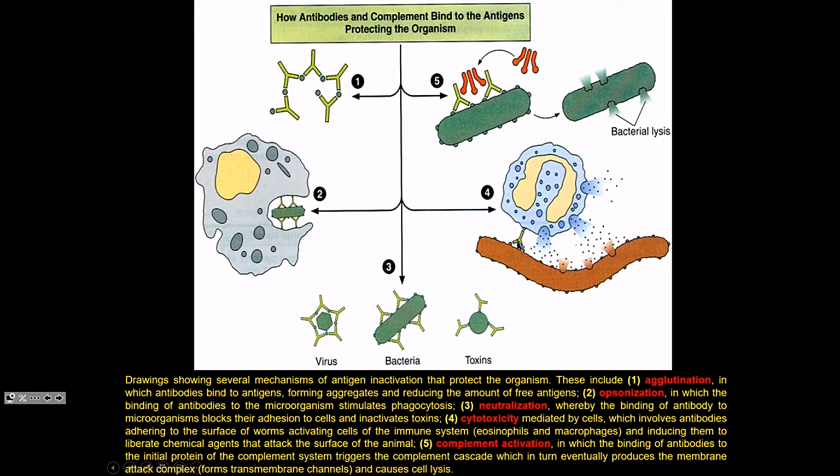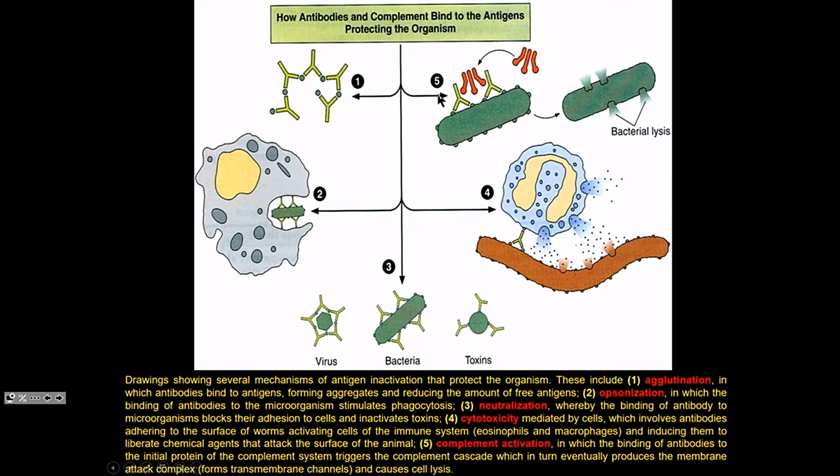cytotoxicity. In this case, the antibody is acting as a bridge between our eosinophil and our helminthic pathogen, the worm. It pulls them close together, holds them close together so that then, remember, the eosinophils can secrete those neurotoxins and kill our foreign helminthic worm pathogen. And the fifth is the complement cascade.